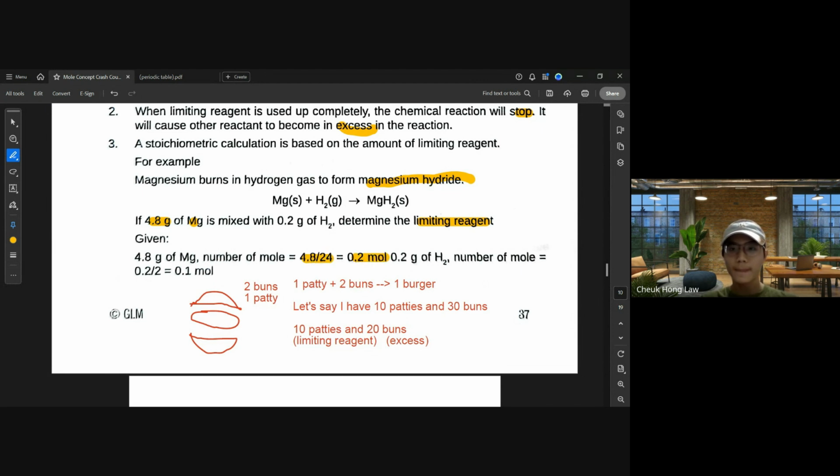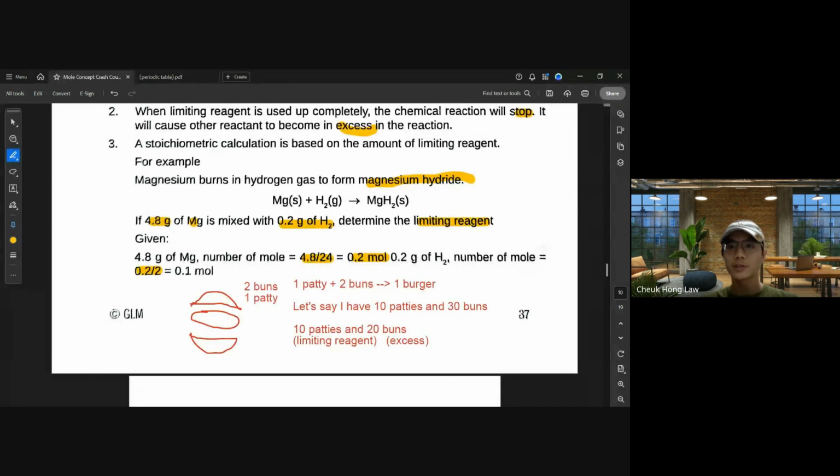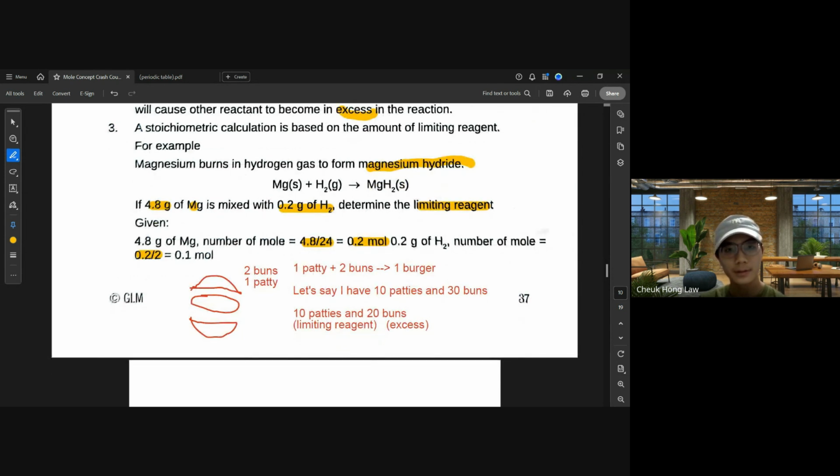moles. Then now I have to find the number of moles of 0.2 grams of hydrogen. So I take 0.2 divided by 2, because MR of hydrogen is 1, but we have 2 hydrogen atoms, so I divide by 2, therefore giving me 0.1 mole.